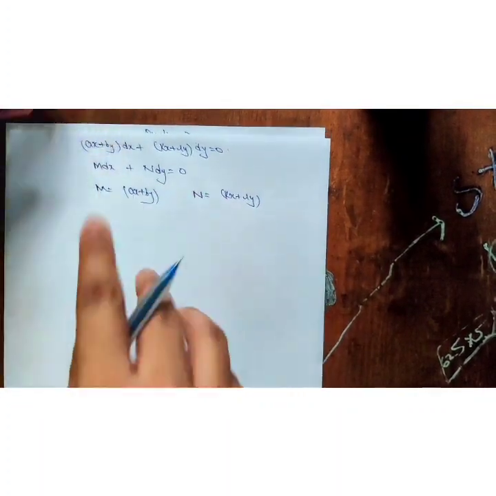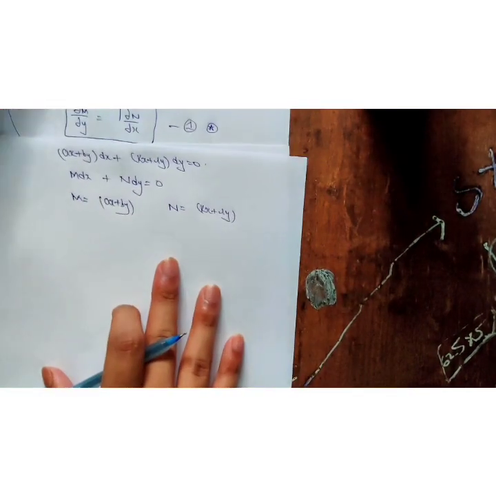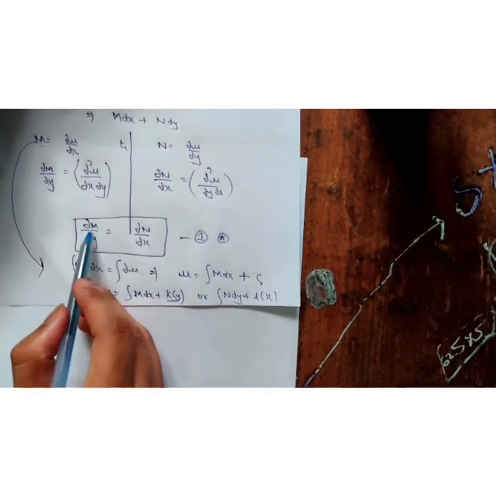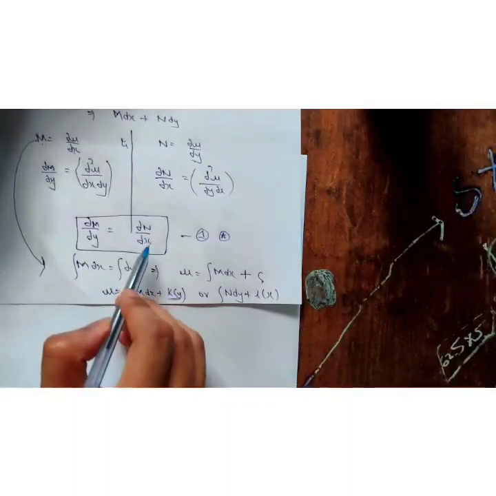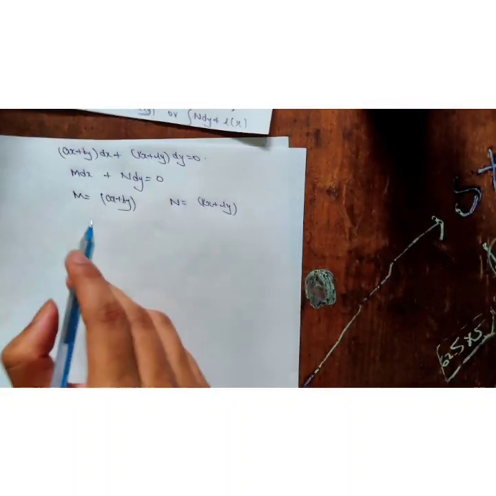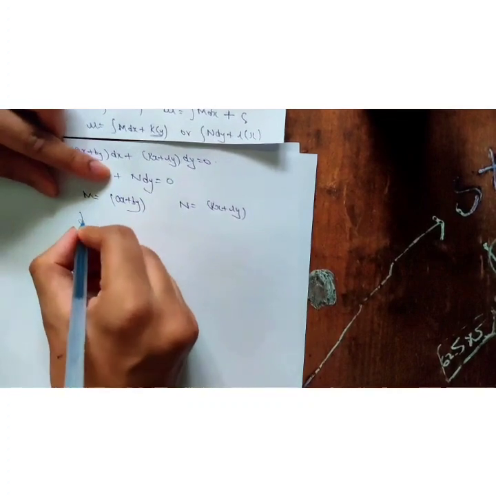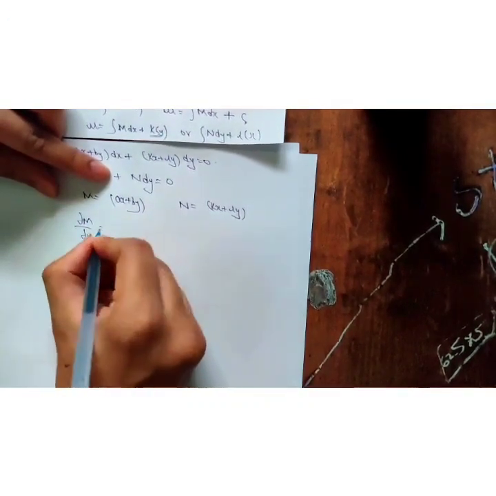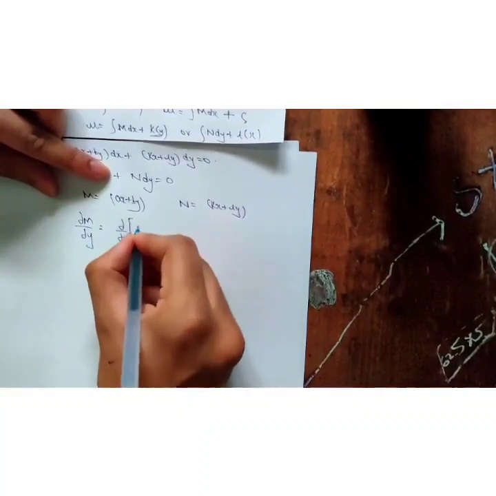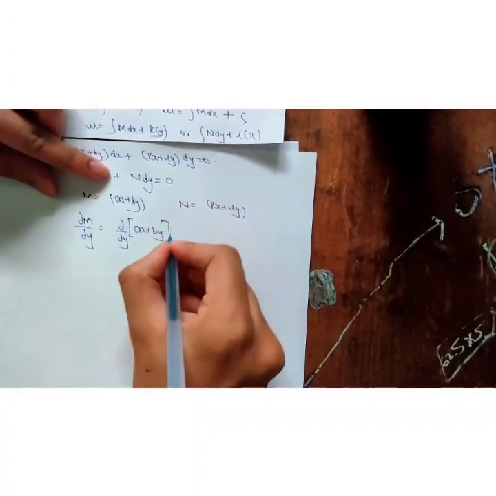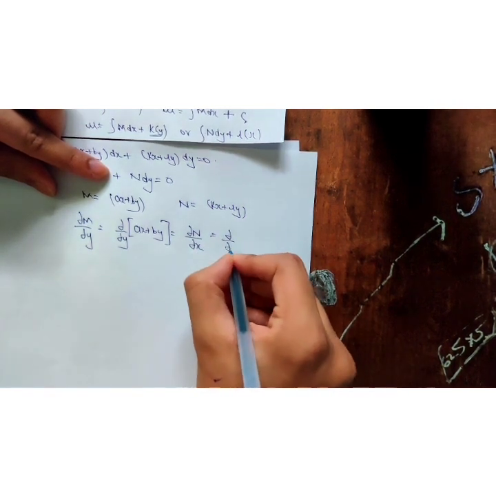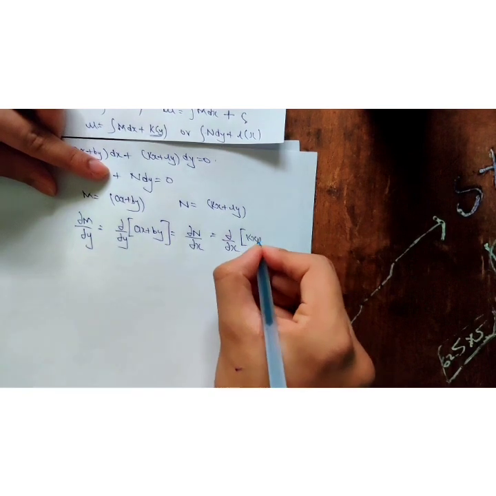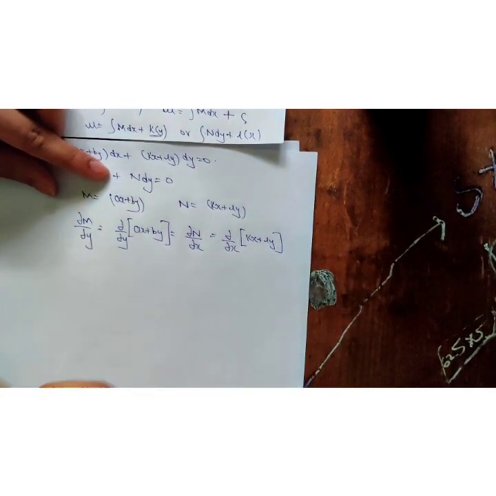Now I have already shown you an important condition. What is the important condition? Partial derivative of M with respect to y is equal to partial derivative of N with respect to x. Very, very important. Now partial derivative of M with respect to y is equal to dou by dou y of (ax plus by), which is equal to the partial derivative of N with respect to x, that is dou by dou x of (kx plus ly). Okay, I hope it's clear till now.